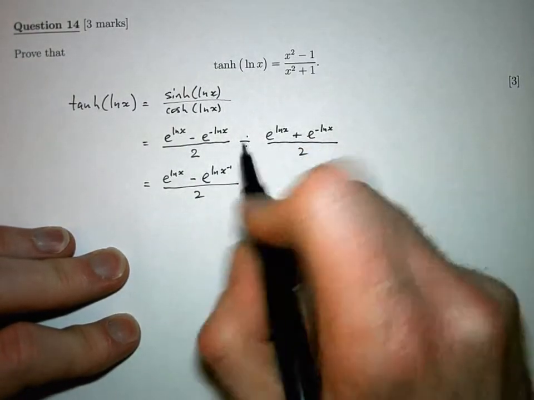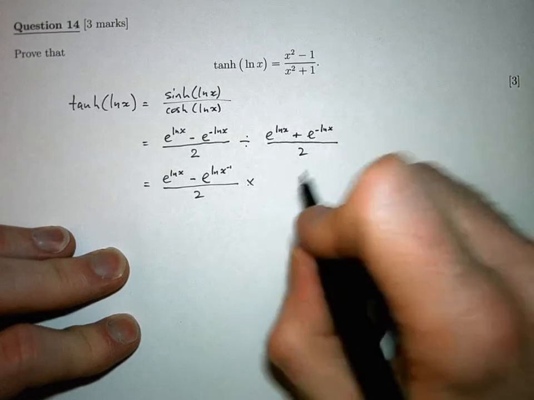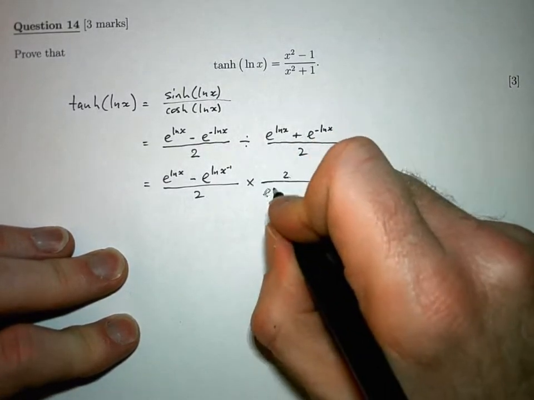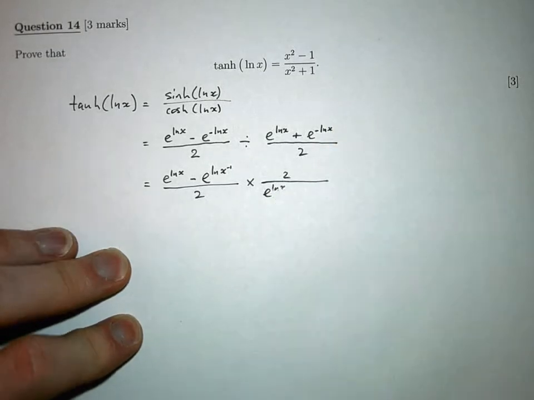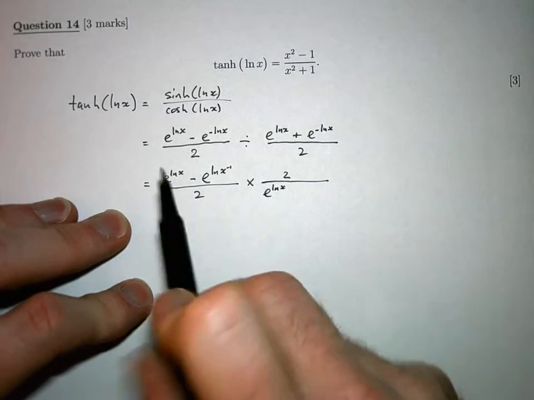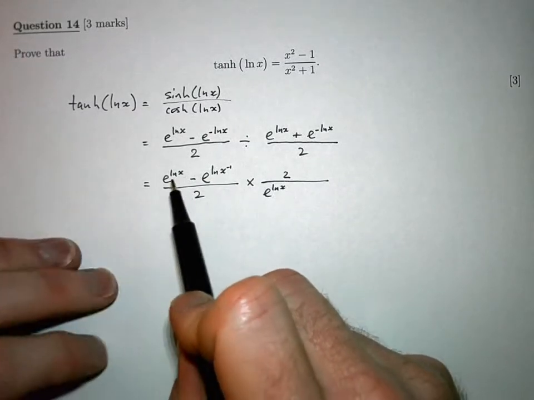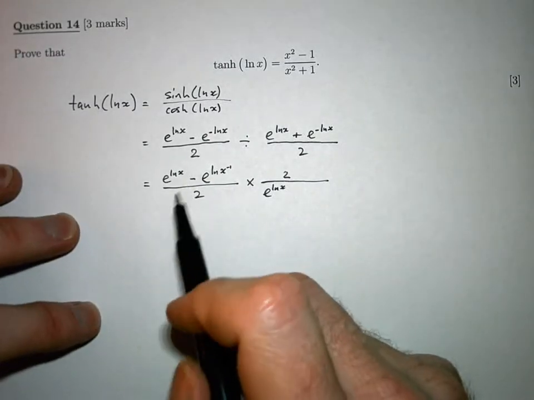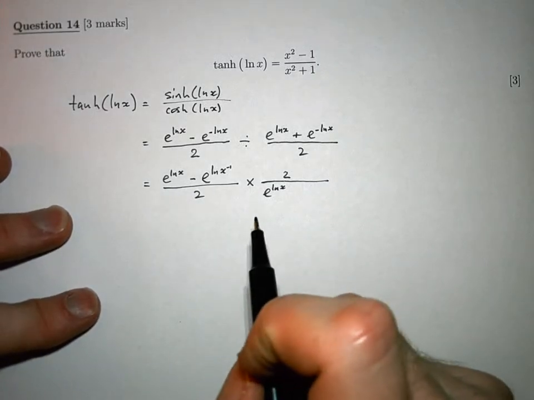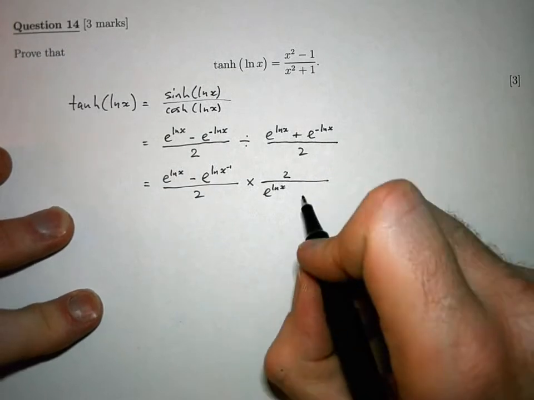And now I'm going to flip this fraction over. Dividing by a fraction, we can multiply by the reciprocal. So that's times 2 over e to the log x. I'm going to leave it as log x. For those of you who are wondering why I'm saying log and not a natural logarithm, remember that e is such a common base that in most textbooks when they refer to log, they're actually referring to the natural logarithm.